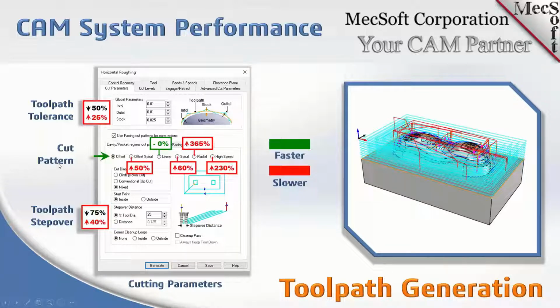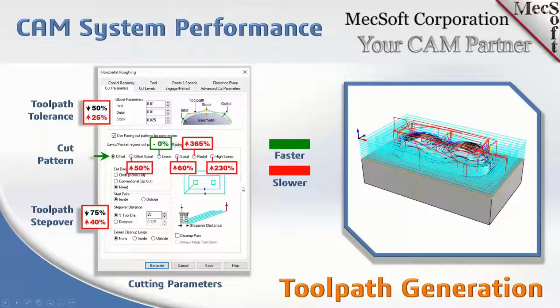And then another area that can contribute to that is your cut pattern. The offset cut pattern is the fastest pattern. That and the linear, those are basically the same amount of time, depending also on your geometry, obviously. But if you went to an offset spiral, expect your generation time to double. If you go to a spiral, expect it to double with even a little bit more than that. A radial, it jacks it up a lot.